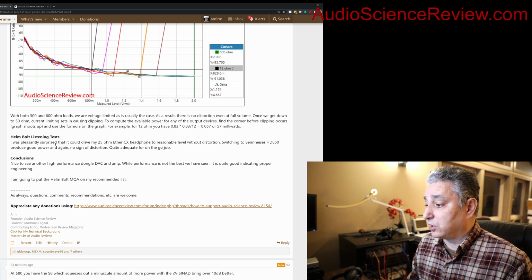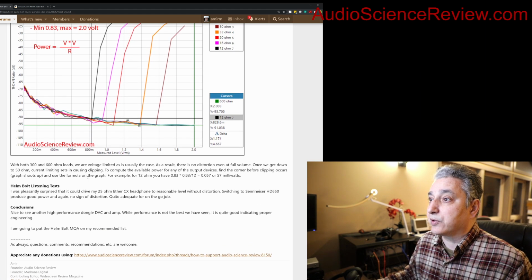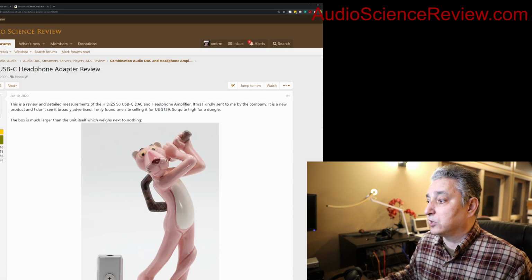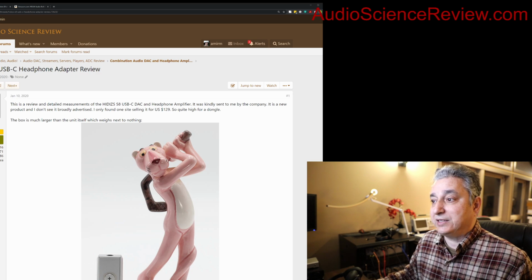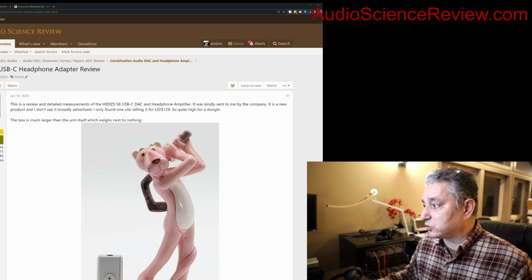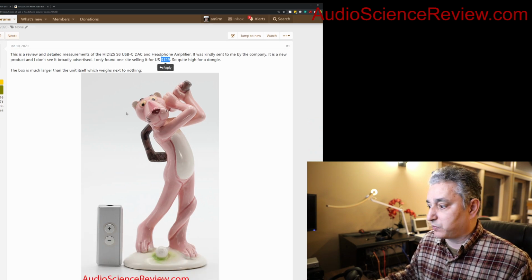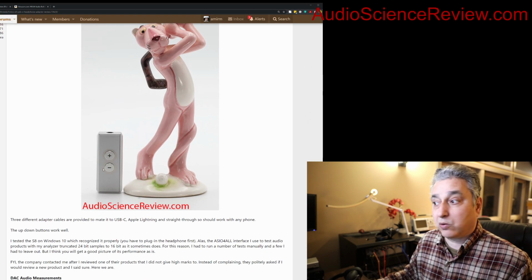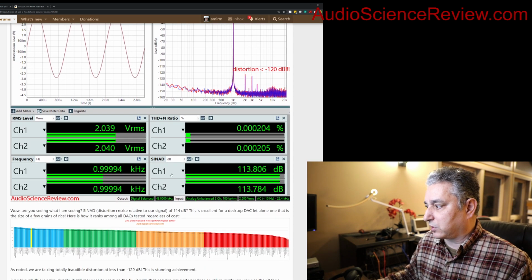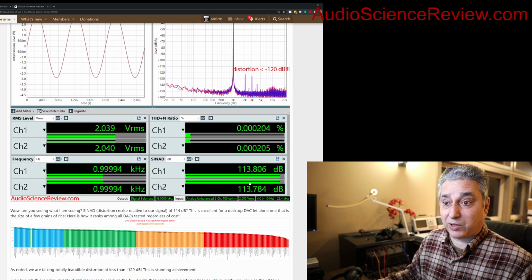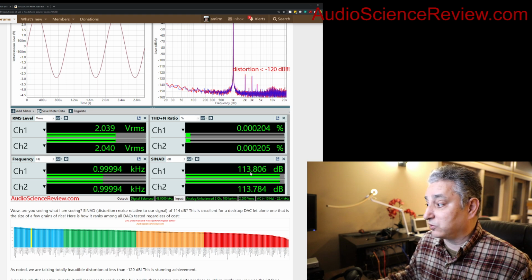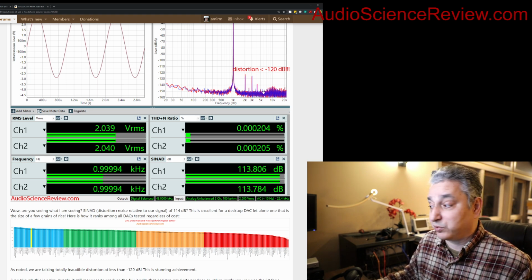Objectively it is very good. I think there's one product that I've seen, and I recommend this because of that. There's one product I like better than this, which I reviewed, the Hidizs, or however it's pronounced, the S8. And this used to be $129, so more expensive. It's a bigger dongle, but it has got much better specs in here. This is desktop class SINAD here. You can see the distortion is less than minus 120 dB.